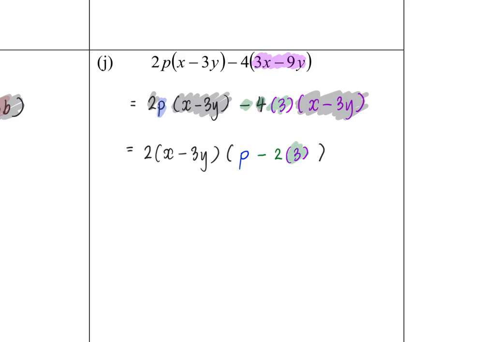And so final answer, it will be 2 times x minus 3y times p minus 2 times 3 is 6. So this particular question, I know that probably the first impulse is to expand and simplify first, but no. If we could factorize by taking out common factor, that may just prove to be a more elegant way of solving problems.